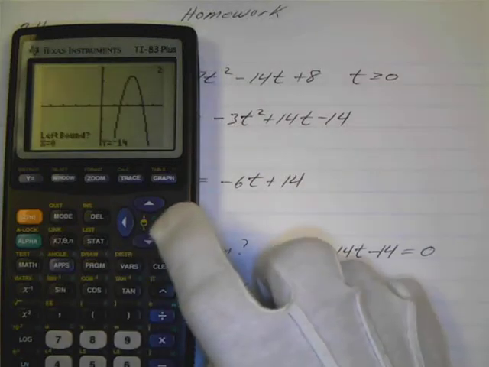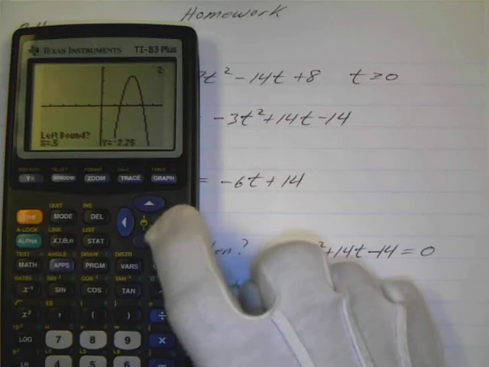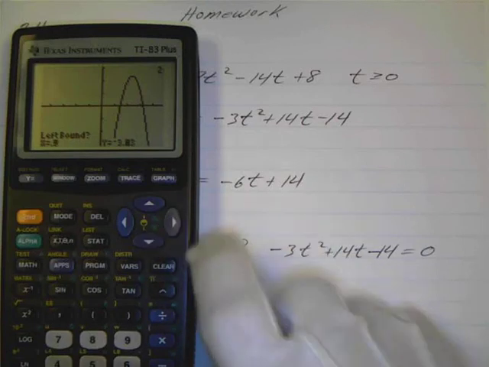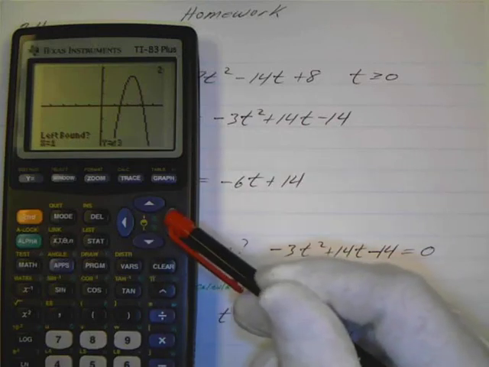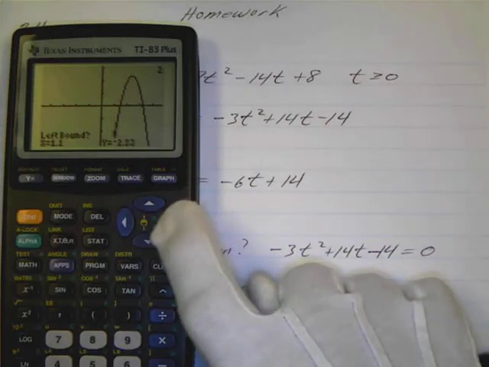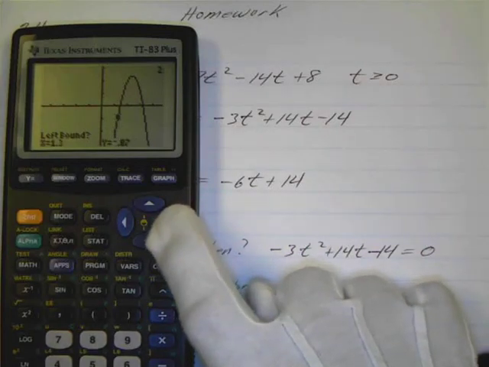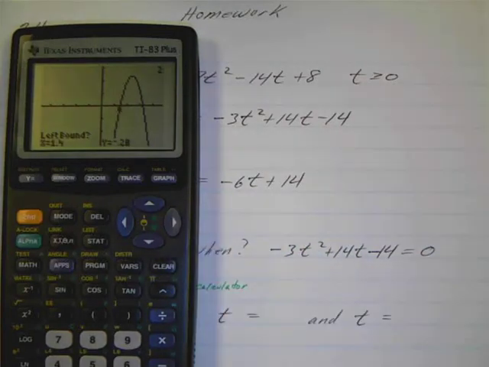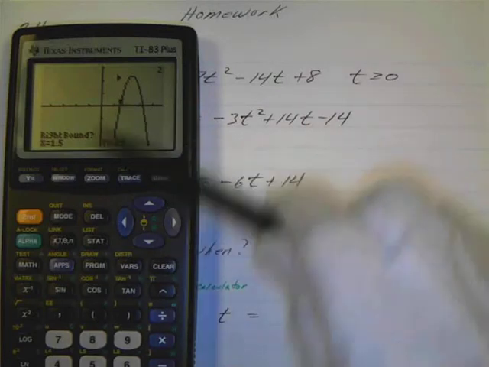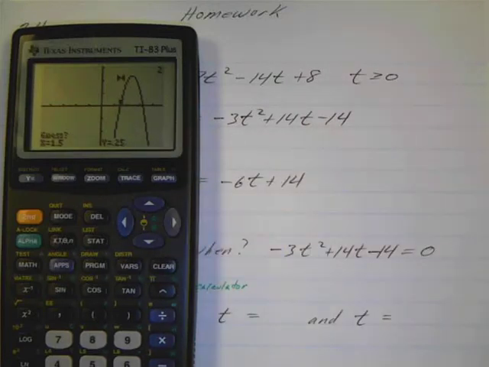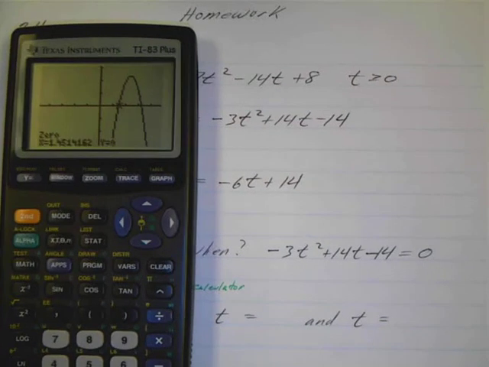And I want to find the left bound, so I'll cursor over as we did in class. I get a left bound about there, so I'll press enter. Then I'll cursor over a little bit more so I get a right bound. So this side's the left bound, that side's the right bound. Enter. No guess. And what I get is 1.45. So that's the first time the velocity is equal to 0.